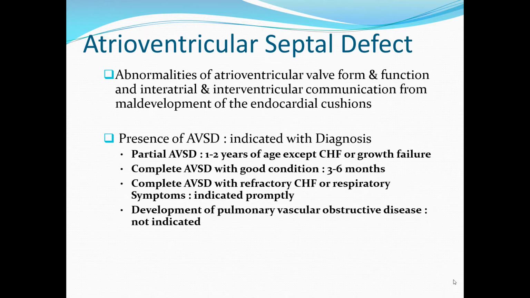The presence of atrioventricular septal defect, when diagnosed, is an indication for surgery. We have three types: partial, complete, and transitional type of atrioventricular septal defect. Partial atrioventricular septal defect: in this situation we have ASD primum with cleft in the mitral and tricuspid valve, maybe, but there is no VSD.